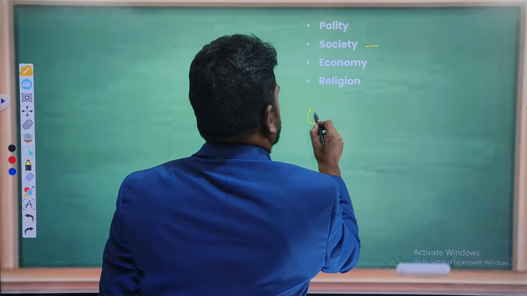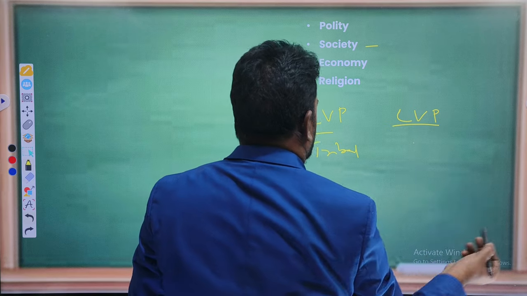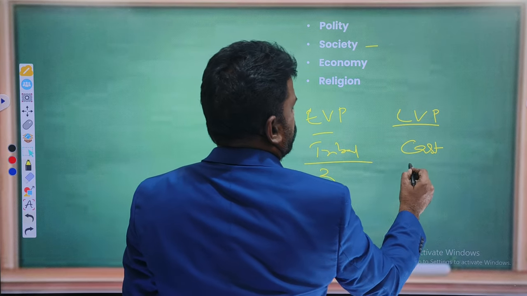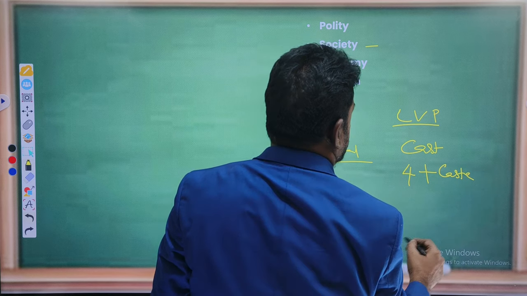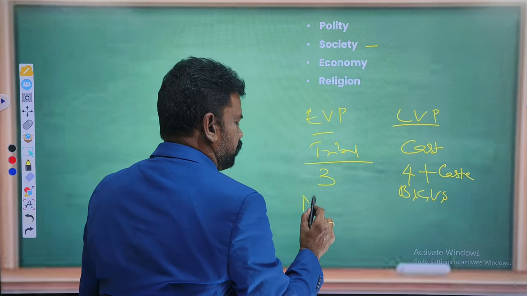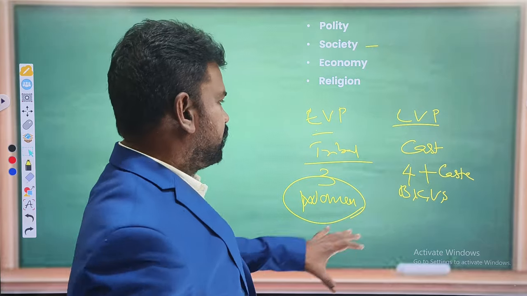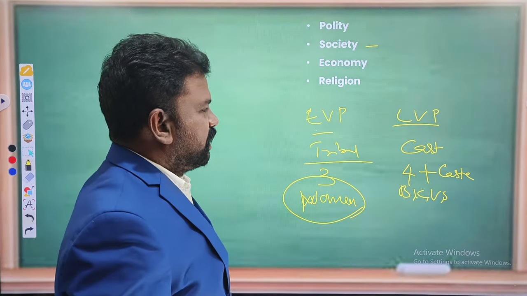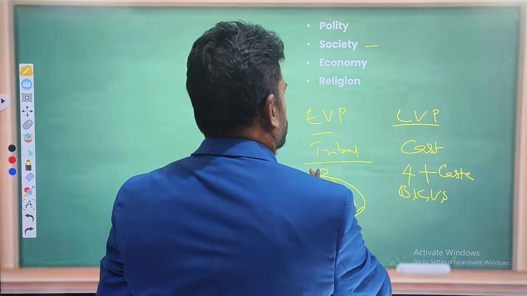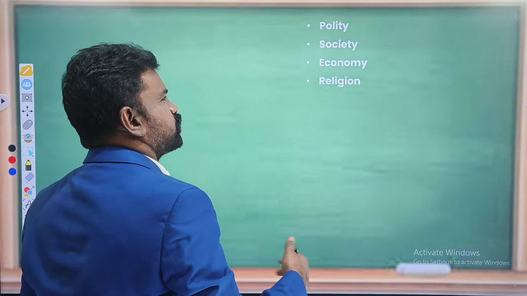Society: early Vedic period society and later Vedic period society. This is a tribal society, and this is a caste-divided society. Here there were three varnas, here four varnas plus the caste system existed: Brahmana, Kshatriya, Vaishya, Sudra. In the early Vedic period, the position of the woman was very respectable and women enjoyed all the rights, but in the later Vedic period it deteriorated. Like that, several changes occurred in society. Economy also changed.